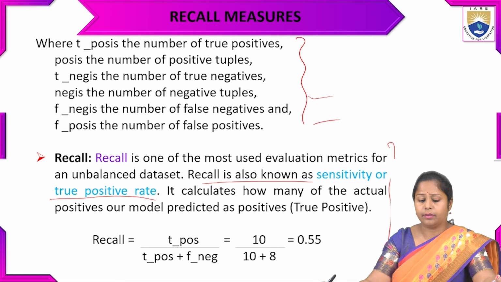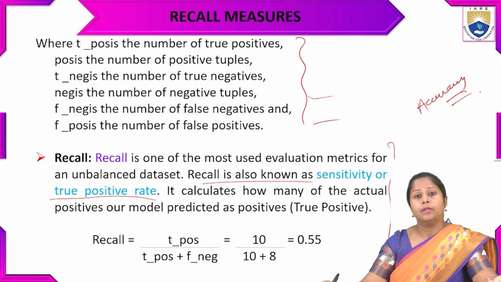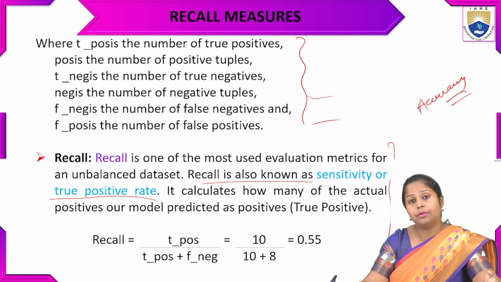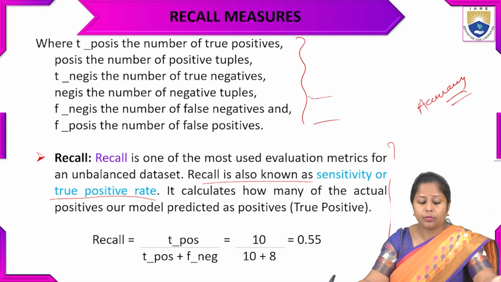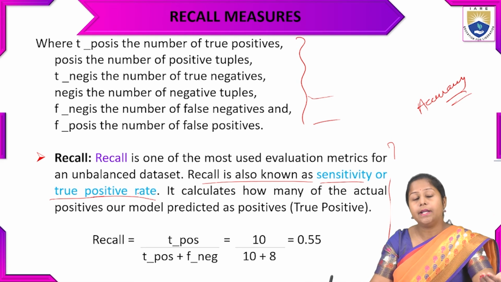If we are going to calculate the accuracy of a particular model on the basis of sensitivity, and the data set is unbalanced and does not have the data points evenly, then on the basis of that we have to calculate the recall. So recall, sensitivity, and true positive rate are the other names.